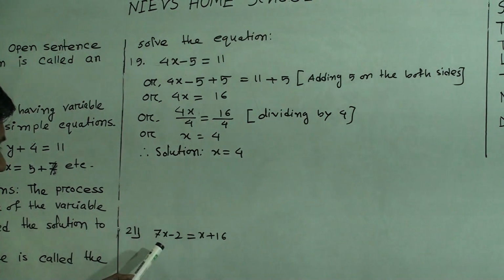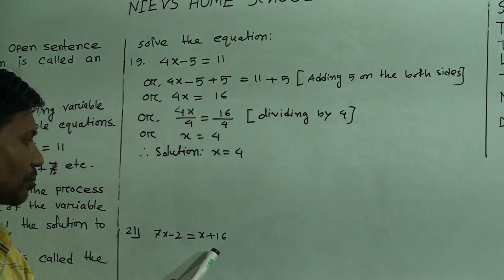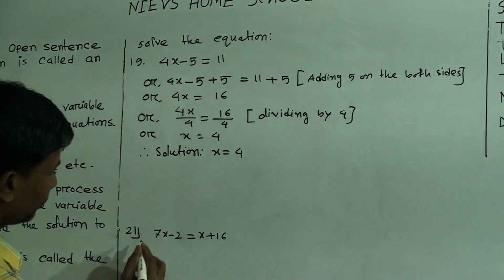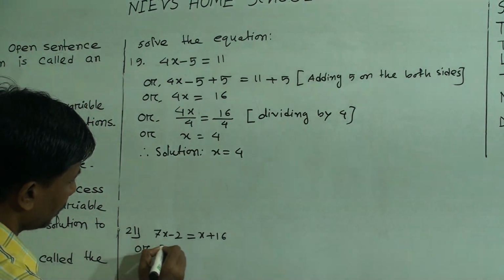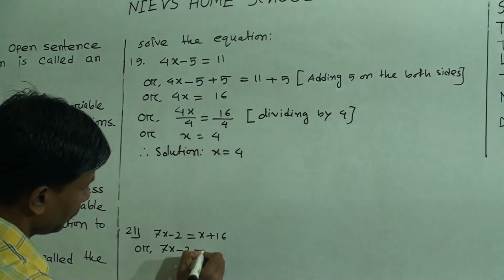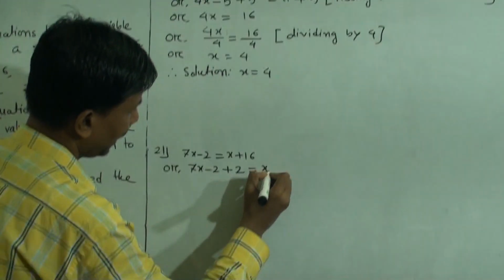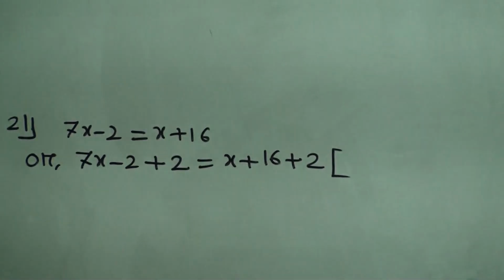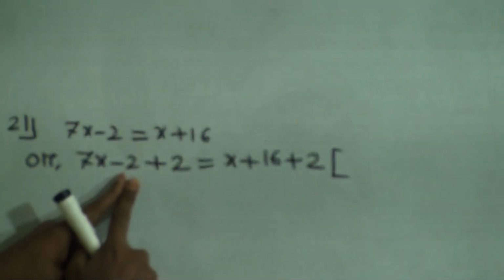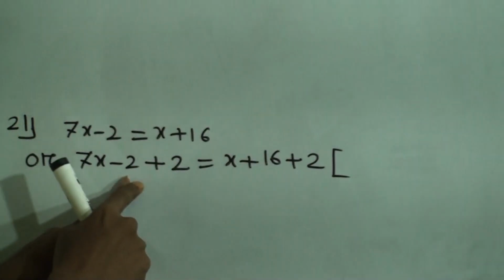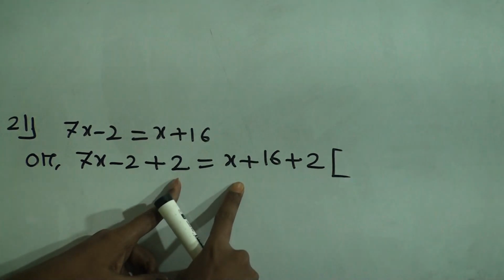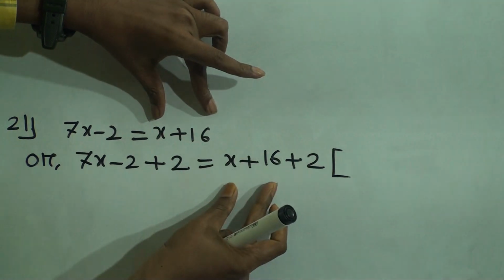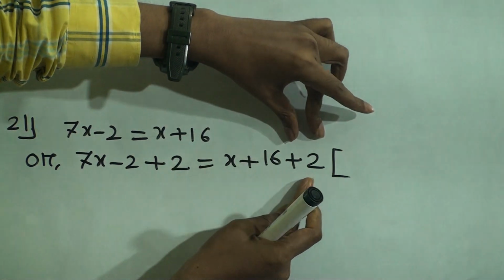21. See, 7x minus 2 equal to x plus 16. So, 7x minus 2 plus 2, x plus 16 plus 2. Student, notice carefully. 7x minus 2. So we have to add the opposite of minus 2, that means plus 2. Now x plus 16 plus 2. Look, here x plus 16, adding an extra plus 2.